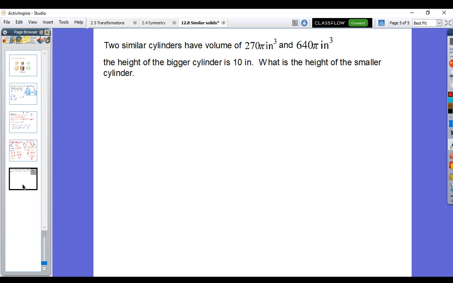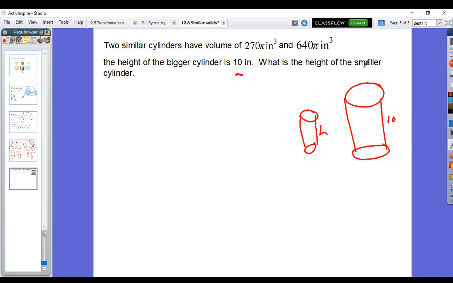They tell you, hey, the volume of one. Let me scratch real quick. The volume of one is 270 pi. The volume of the other one is 640 pi. The height of the bigger one, our bigger cylinder, is 10. So we have a big cylinder, with the height of 10, and then a smaller cylinder with, we don't know the height. We know the volume though. This one is 640 pi, and the volume of this one is 270 pi.